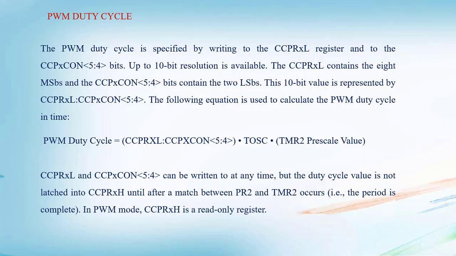The CCPRxL and CCPxCON register can be written to at any time, but the duty cycle value is not latched into CCPRxH until after a match between PR2 and TMR2 occurs. That is, the period is complete. In PWM mode, CCPRxH is a read-only register.